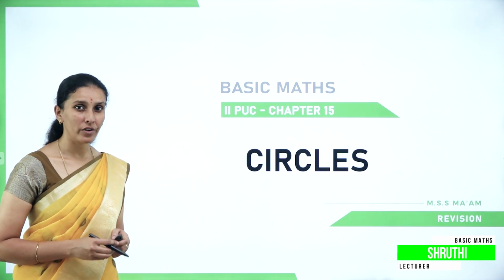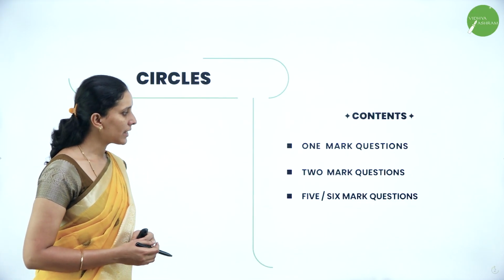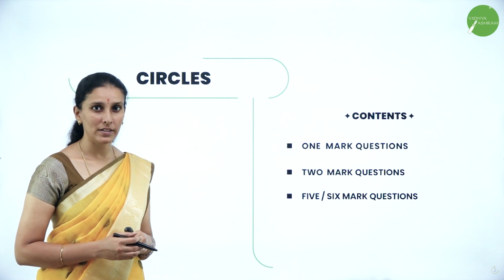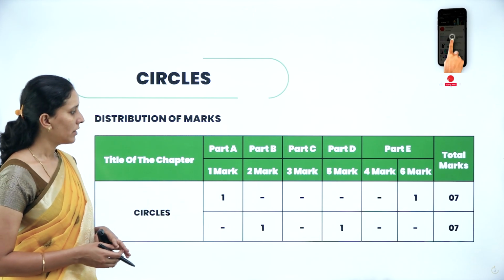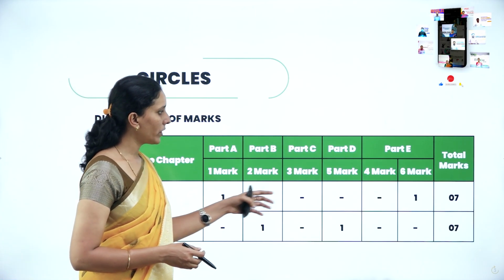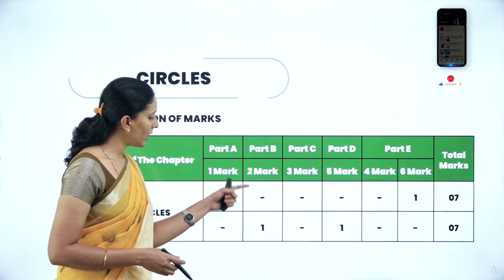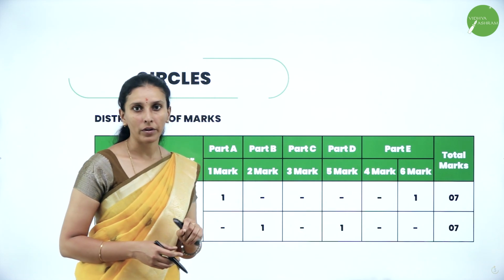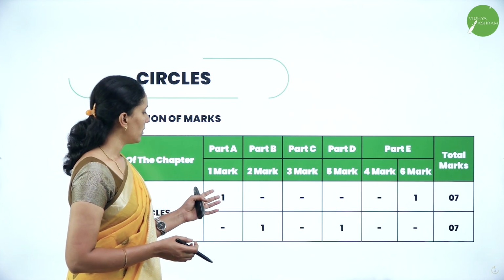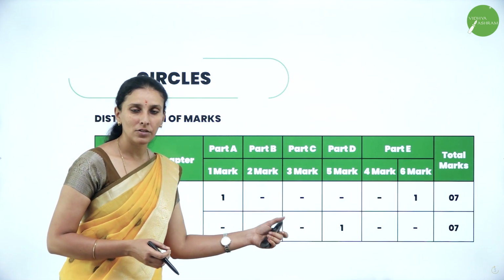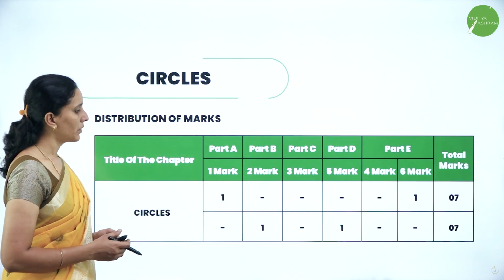In this session, we are going to revise the chapter Circles. So here in this session, we are going to discuss 1 mark, 2 marks, 5 or 6 mark questions. So the distribution of the marks from this chapter will be like this. Either you will get one 1 mark question and one 6 marks question, so in total 7 marks, or you will get one 2 marks and one 5 mark question. So generally you will get 7 marks from the chapter, either in the form of 1 plus 6 or in the form of 2 plus 5. So let's see these questions now.